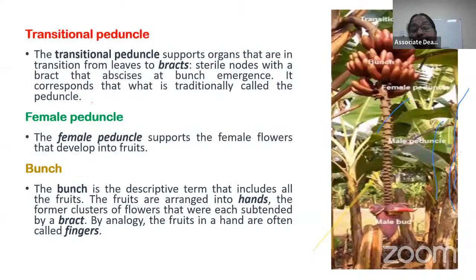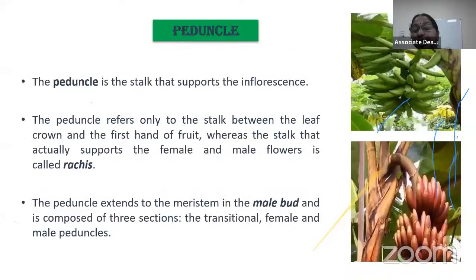So the peduncle extends to the meristem in the male bud. Up to the end of the male bud production, the peduncle extension is generally seen. And generally it is divided into 3 sections: one is the transitional peduncle, the other one is the female peduncle, and also the male peduncle.